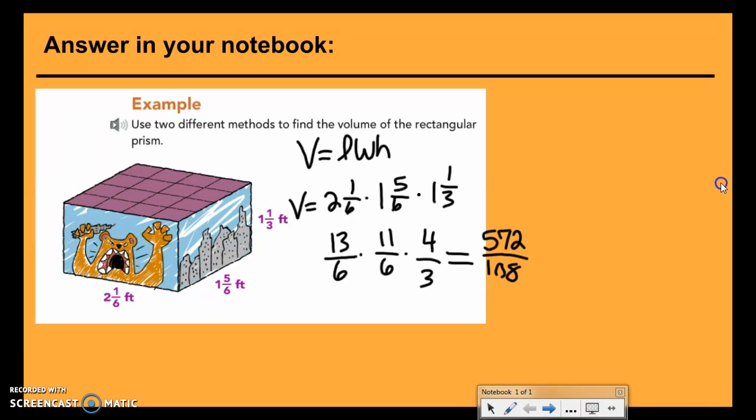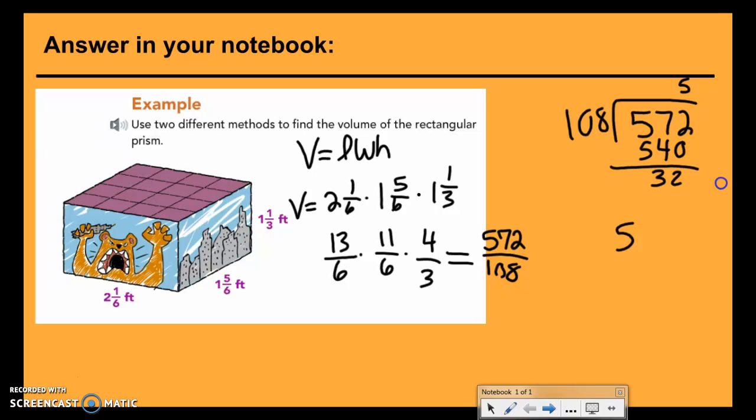All right. So now, we can't leave it as an improper fraction because when we're talking about units of measurement, you don't leave it as an improper fraction. You turn it back into a mixed number. Okay? Sometimes you will leave it like this, but most of the time you will not. So let's go ahead and put it back into a mixed number, and solve it. 572 divided by 108. 108 can go into 572 5 times, which is going to be 540. Subtract your difference. You'll have 5 and 32 over 108.